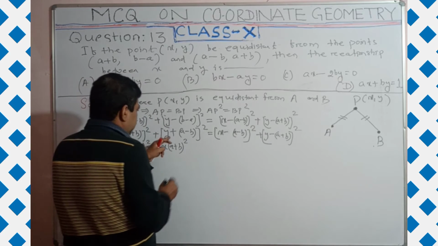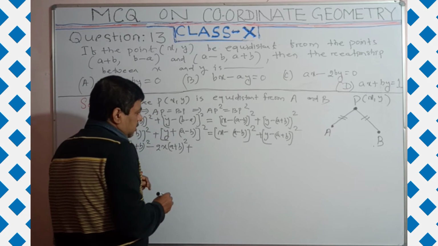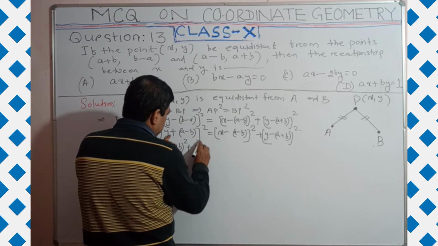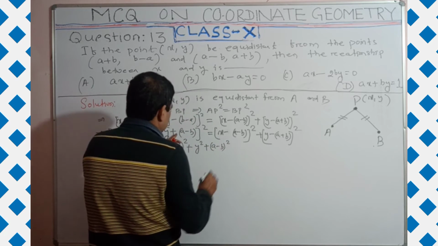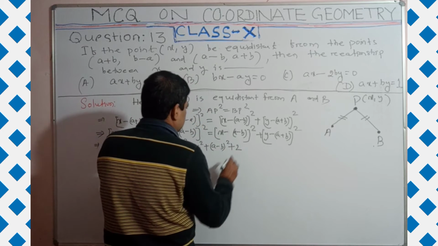Understand? Similarly, for y plus (a+b) whole square, can you apply the formula here? Y square plus (a - b) whole square minus, here plus, 2y into (a+b).